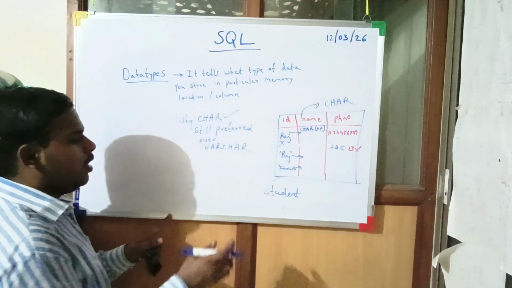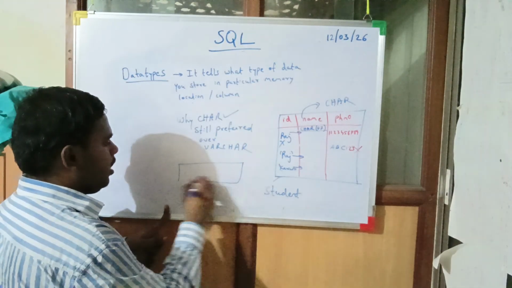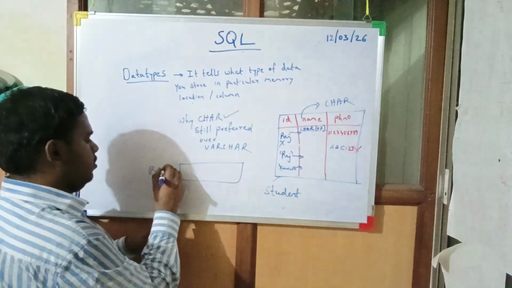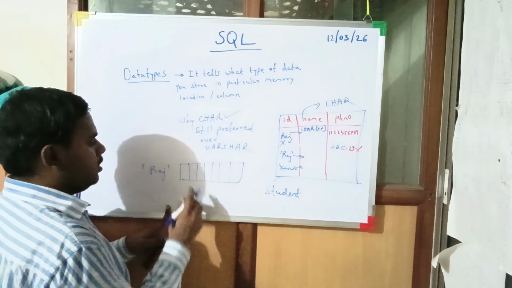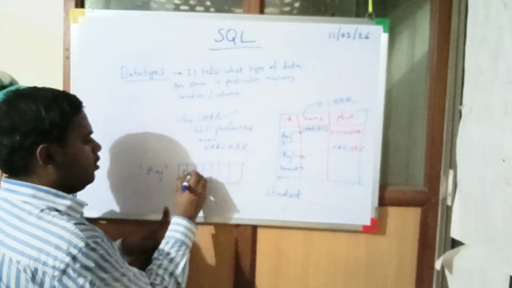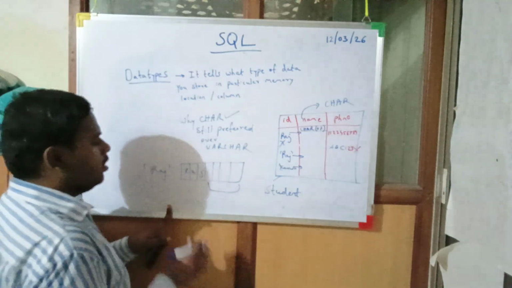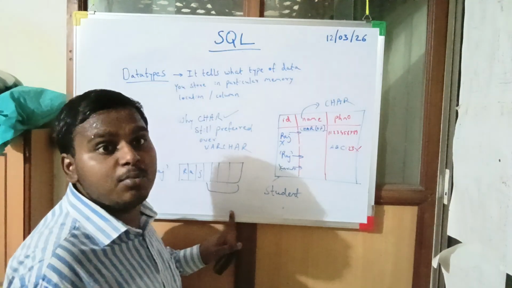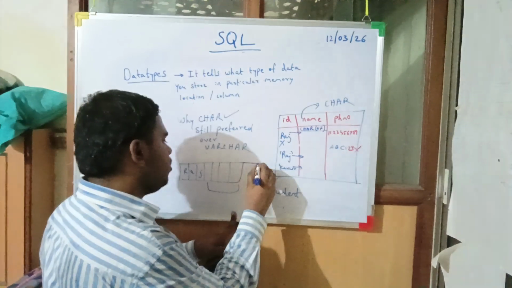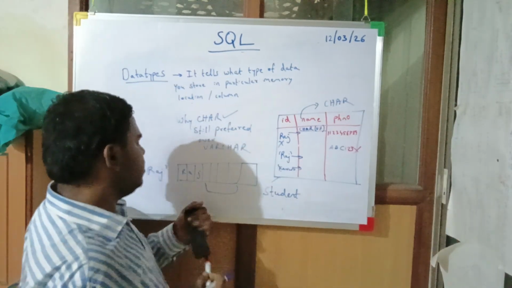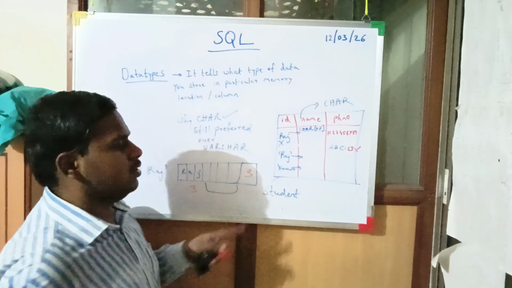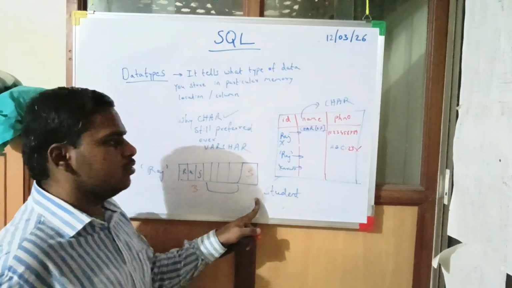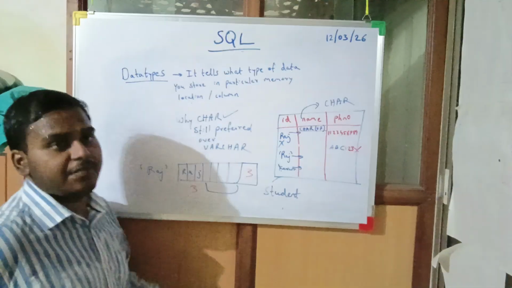I'm agreeing. But see, while entering the name Raj, 3 characters are there. 1, 2, 3, 4, 5, 6, 7 blocks are there. So 3 blocks are utilized. The 4 blocks are unused. So how does the compiler know that 3 blocks are utilized? So an additional 1 block is given which mentions how many blocks are used. So 3 blocks are used. Then only the compiler knows 3 blocks used out of 7. So 4 blocks are left.